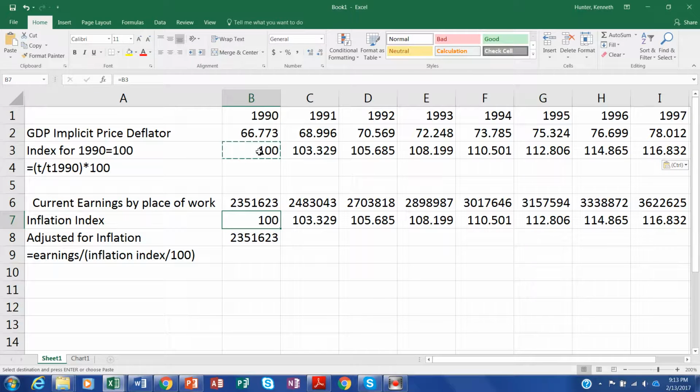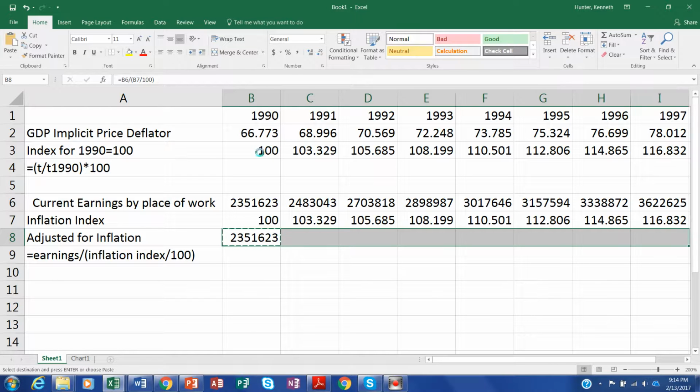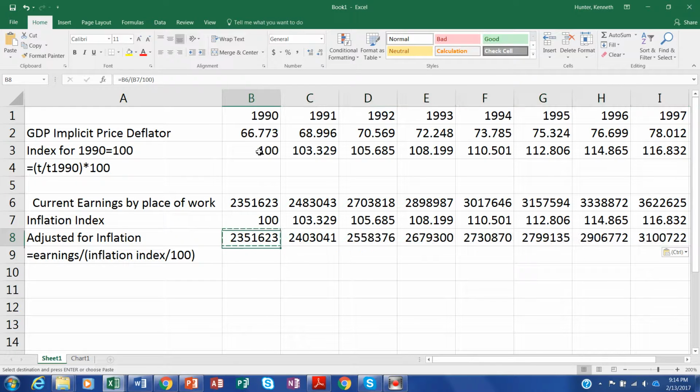We have the inflation index that we have just copied over from up here, and then we can adjust for inflation with a very simple calculation that you see there below. Equals the current earnings, which we have here in B6, divided by the results of the inflation index divided by 100. That, of course, gives you the same result as you have for 1990 because the index starts at 100. But if we copy and paste the formula forward, you will see that the numbers adjust to where they continue to grow, but they grow at lower levels compared to the current earnings, the earnings in current dollars for each year.